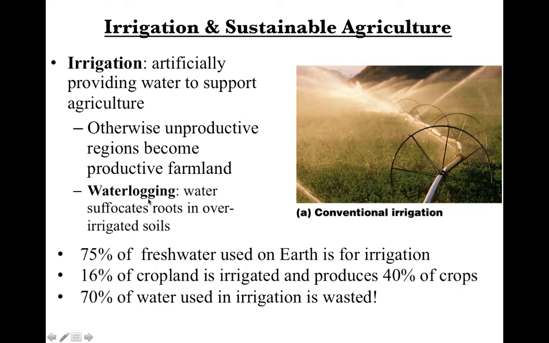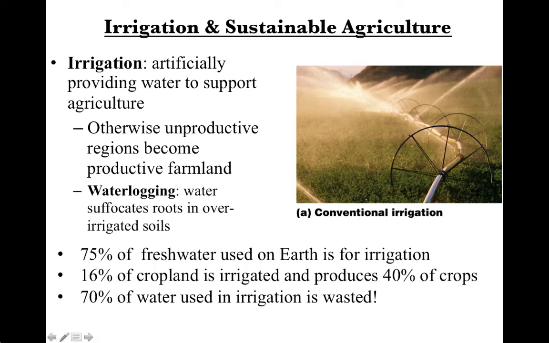So here's a negative side effect: if you water too much, if you over irrigate, the water can actually suffocate the roots. So overwatering your plants can actually slow their growth. Here's a statistic which is very important: 3/4 of the fresh water used on the planet is used for irrigation, not for people taking showers or flushing their toilets. It's 3/4 of all fresh water used is used to water plants.